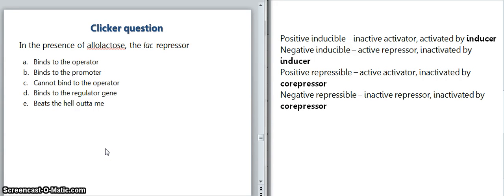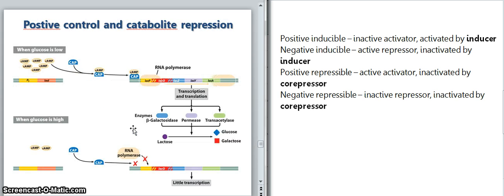So, in the presence of allolactose, the lac repressor, and the answer is C, cannot bind to the operator. Okay, so that was the lac operon.